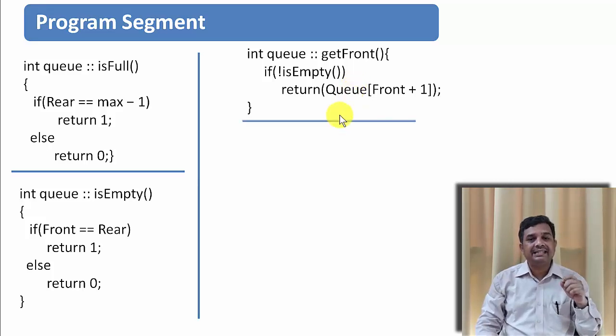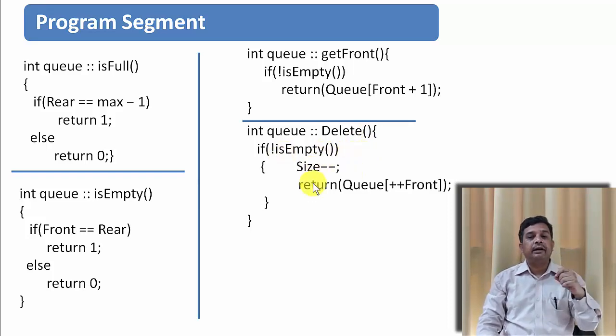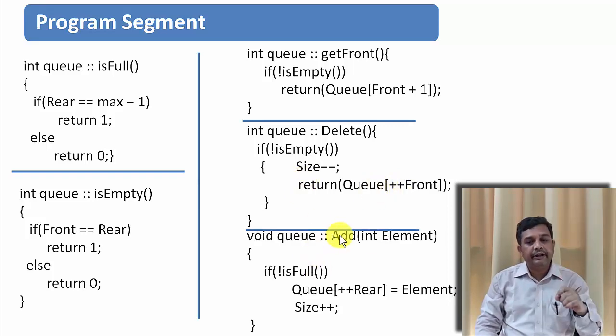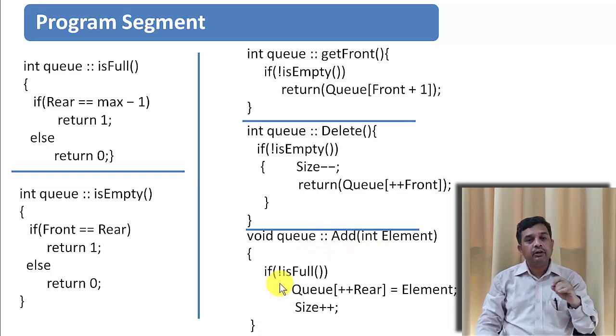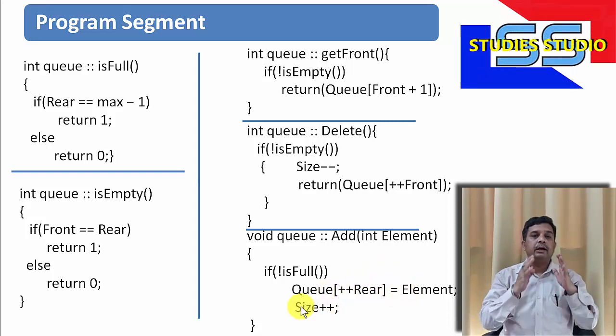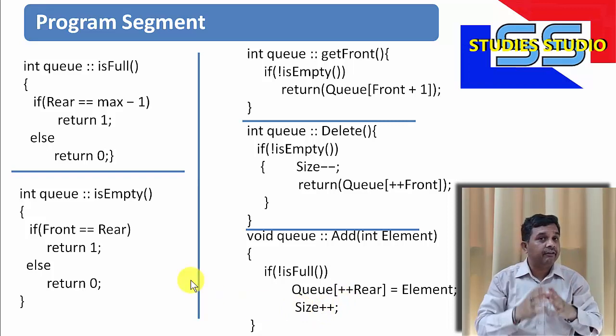The next operation is delete. If not is empty is true, then we decrease the size by 1 and return the front element of the queue. Similarly, for addition of an element, we take an if condition. If not is full is true, then we enter the element at the rear and increase the size by 1. So this is the whole thing we have for a queue while implementing it with the help of an array. I hope you understood it.